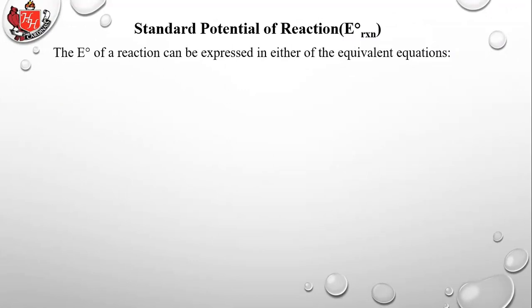So the potential of a reaction can be expressed in either of the equivalent equations. That's the one we just saw. You take the potential of the reduction of the cathode and you add the potential of the oxidation of the anode. That requires that if you get the number off of the standard reduction potentials table that we saw a few slides back, you have to reverse it. You have to turn it around and make that a positive number.